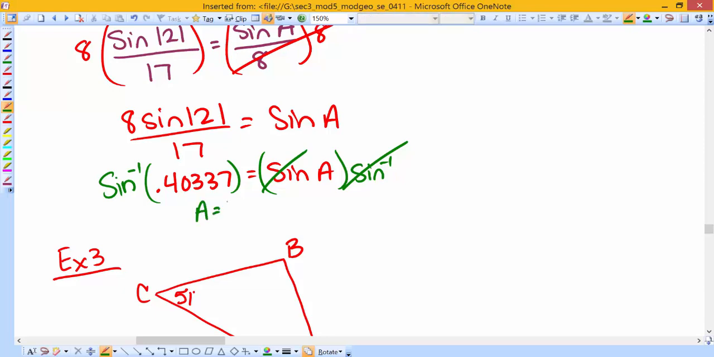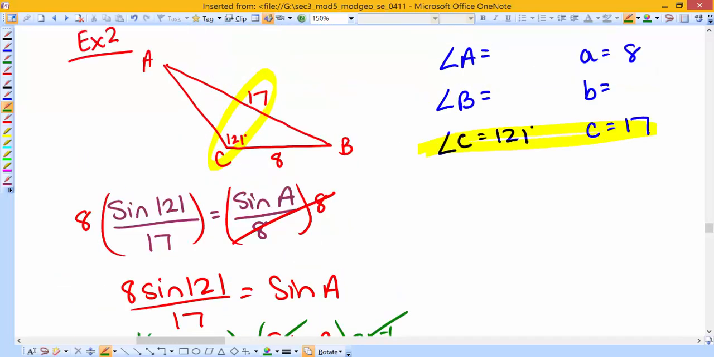So it's second sine, and then use the answer button, please. And you have 23.79 degrees for angle A. So I'm going to come up here and I'm going to write that: 23.79 degrees. Well, now I have two angle measures, so I can take 180 and subtract 121 and subtract 23.79.